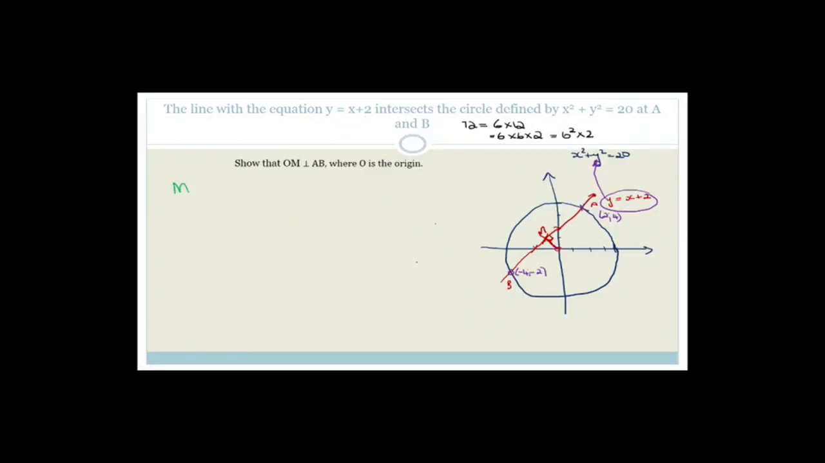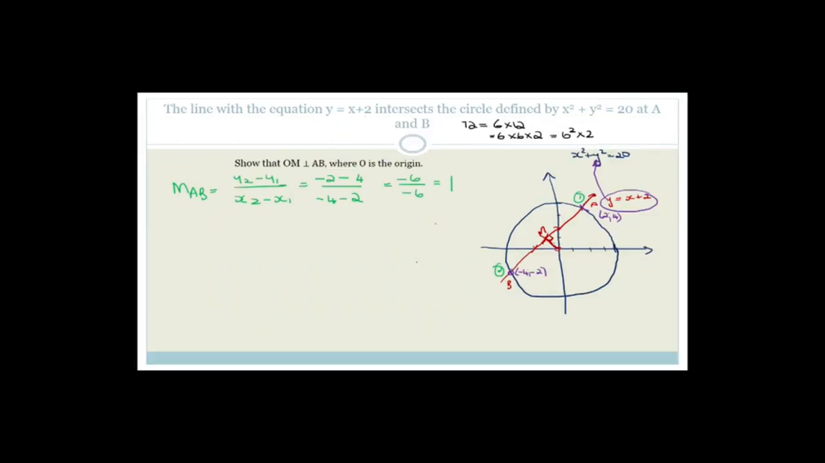Okay, so let's get the gradient of AB. The gradient of AB is going to be y2 minus y1 over x2 minus x1. As soon as you have to show the lines are perpendicular or parallel, you need to work with the gradients, right? So again, I'm going to call this point 2 and this point 1. So we've got minus 2 minus 4 over minus 4 minus 2. And guys, it really doesn't matter, like I said, which order you do these in. It just matters that you're subtracting the y from the y and the x from the x. It's really not going to work if you're subtracting the other way around. So it becomes minus 6 divided by minus 6, which is 1. Okay, so the gradient of this is 1.